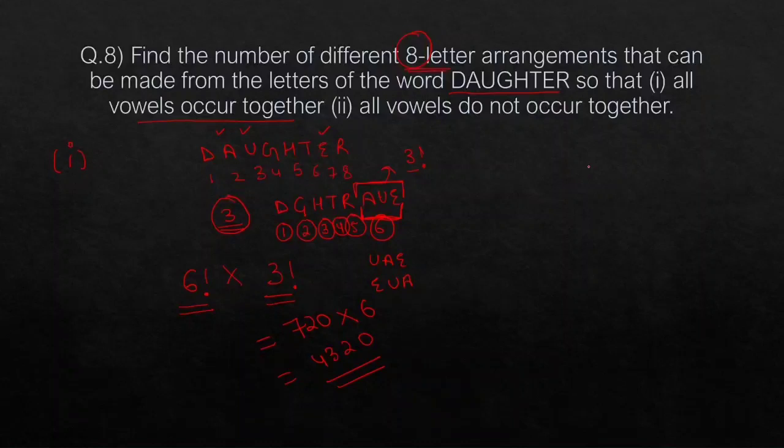If we subtract the cases for all the vowels occurring together from the total number of cases, the total number of arrangements is 8 factorial. From this, if we subtract the case where all the vowels occur together, which is 4320, then we can arrive at the answer for all the vowels not occurring together. And 8 factorial is 40320. And from this, if we subtract 4320, then we'll arrive at 36000, which is the answer for the second part.